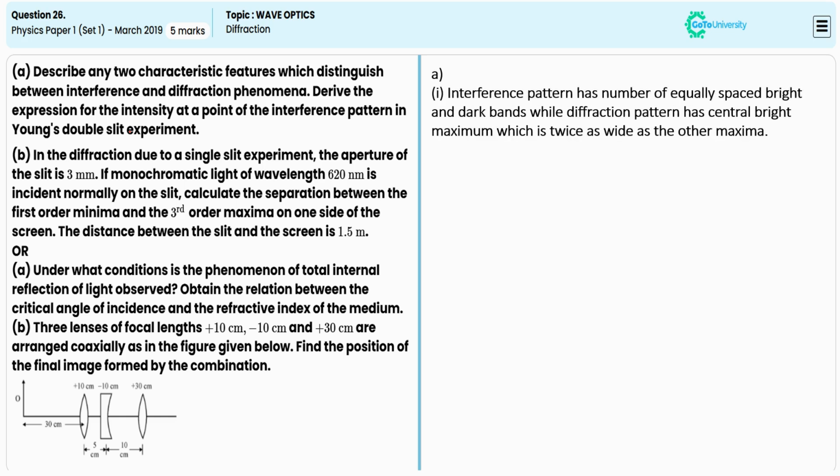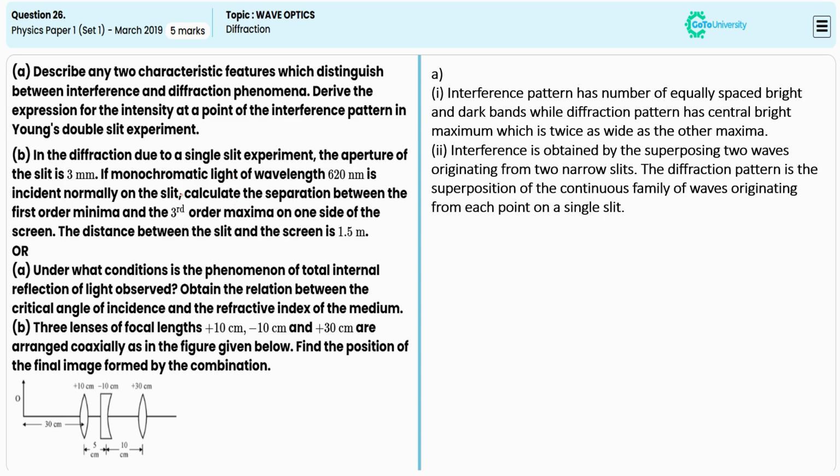See here, the interference pattern has a number of equally spaced bright and dark bands, while the diffraction pattern has a central bright maximum which is twice as wide as the other maxima. Next feature, interference is obtained by superposing two waves originating from two narrow slits. The diffraction pattern is the superposition of a continuous family of waves originating from each point on a single slit.